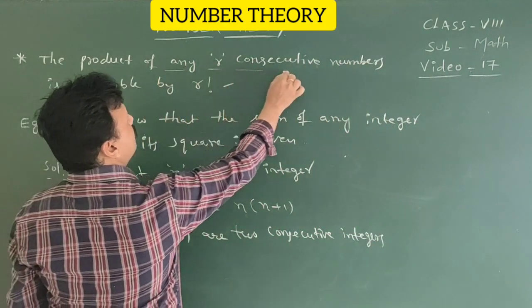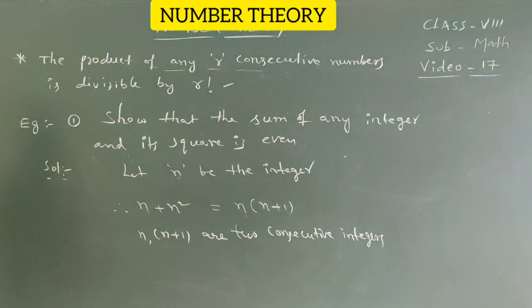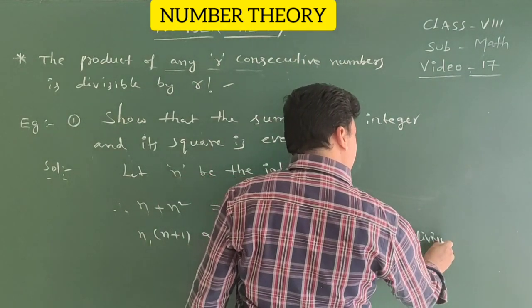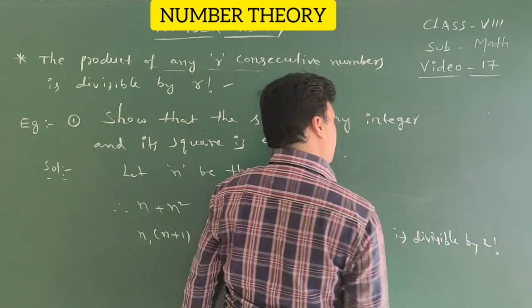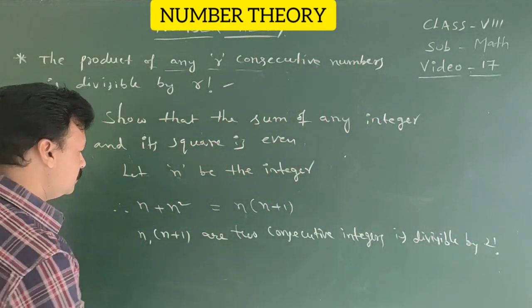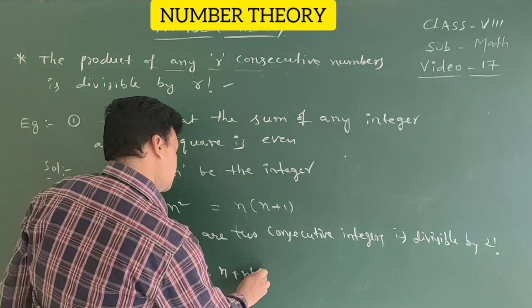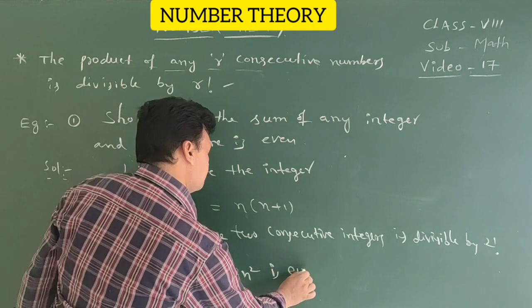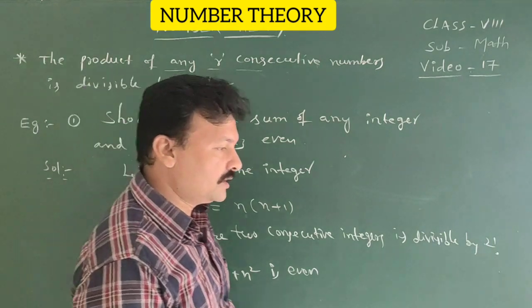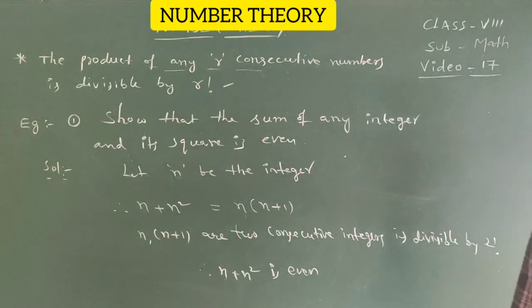Okay. r consecutive integers are divisible by r factorial. Here, two consecutive integers are given. That's why it is divisible by 2 factorial. 2 factorial is nothing but 2 only. So, n plus n square is even, because it is divisible by 2. The numbers which are divisible by 2 are called even numbers. That's why n plus n square is even.